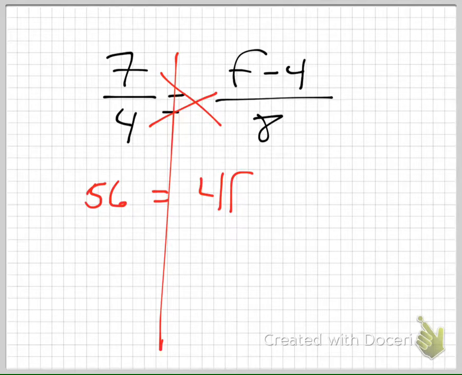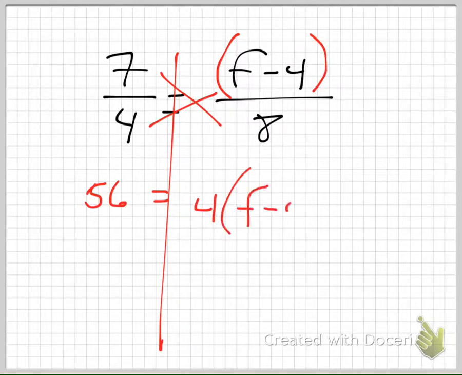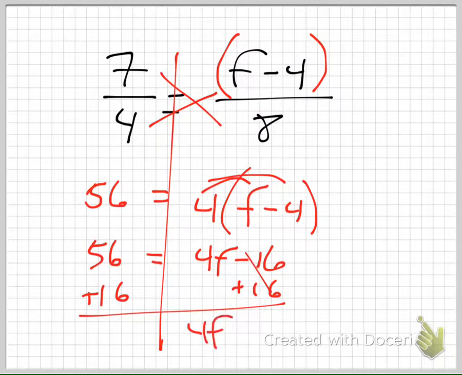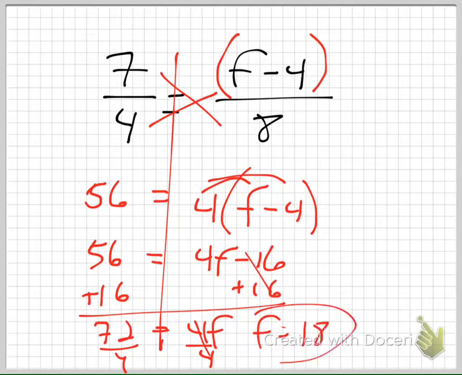No. What is the secret about this? There's a parentheses up here, remember? And so it would be 4 times f minus 4, which I now use the distributive property. So it goes 56 equals 4f minus 16. Does that make sense? So keep watching. Plus 16, 4f equals, what is that? 72 divided by 4, f equals 18.